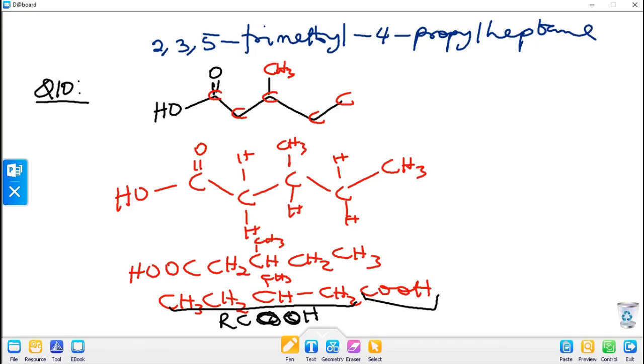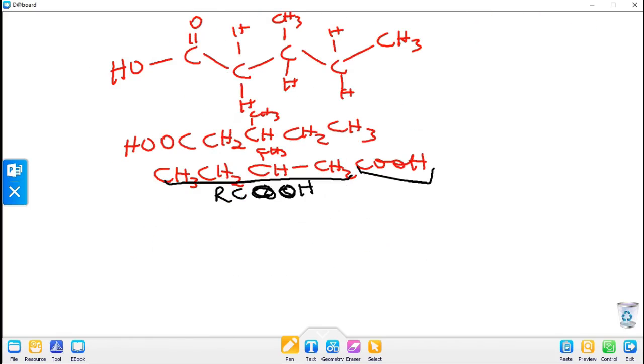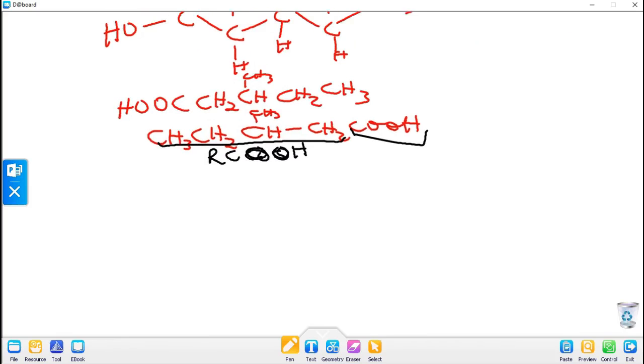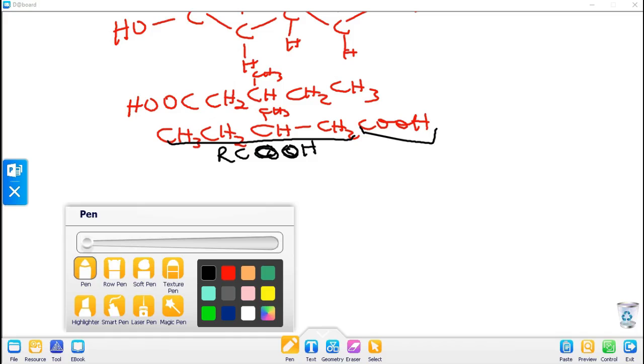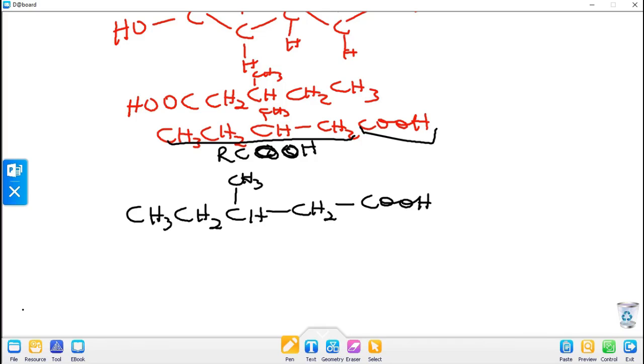Now what do we do? What is the name of that compound? Now let us draw. Let us rewrite the structure. Let us put down the structure very well. So the structure is CH3, CH3, CH2, CH with a CH3 up there, and then we have CH2 and COOH. So this is the structure. It's as simple as that.